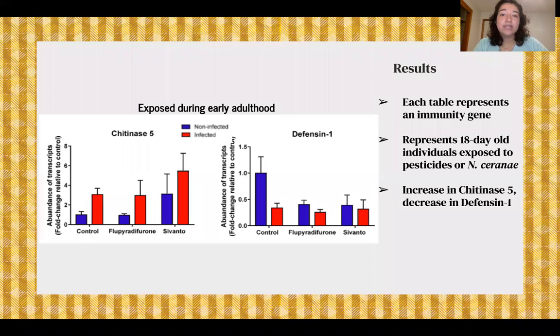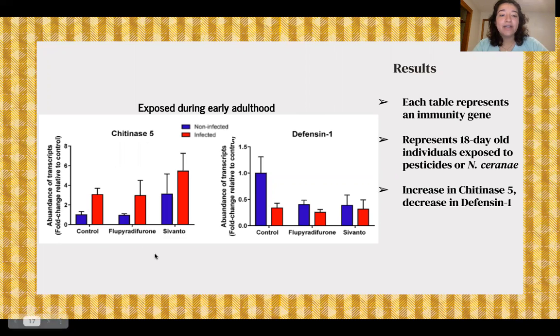This figure shows the bees that were exposed to the insecticide during their early adulthood stage and then exposed to either a control or the Nosema serenade spores. What is shown in this figure on the x-axis represents the control and the 2 insecticides, and the y-axis represents the abundance of transcription of each gene expression.